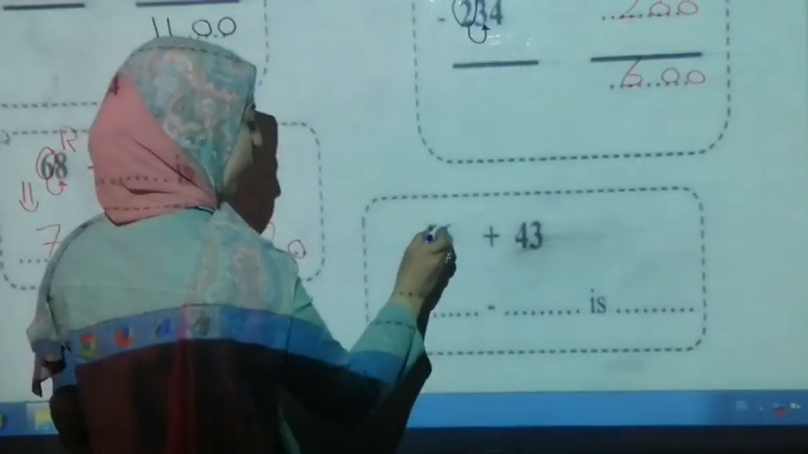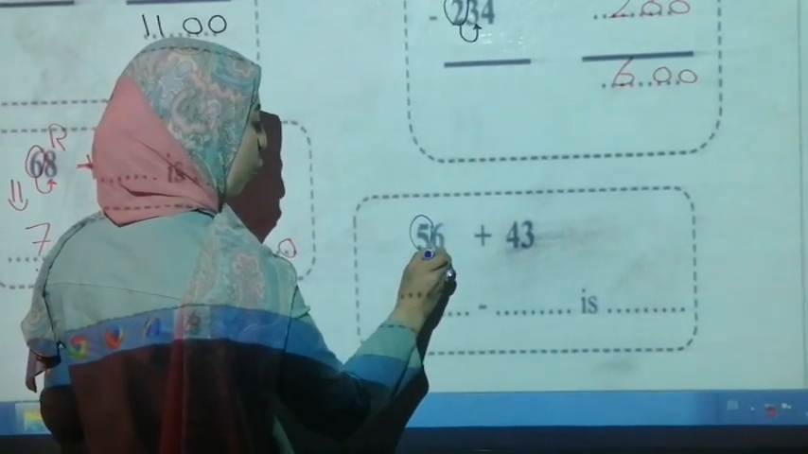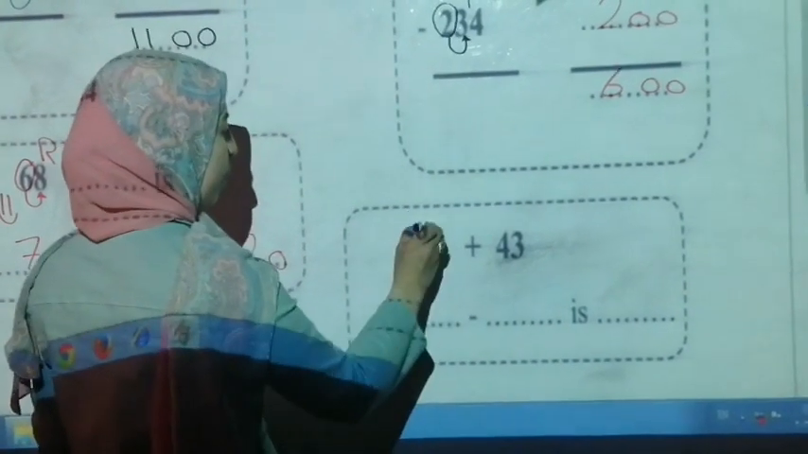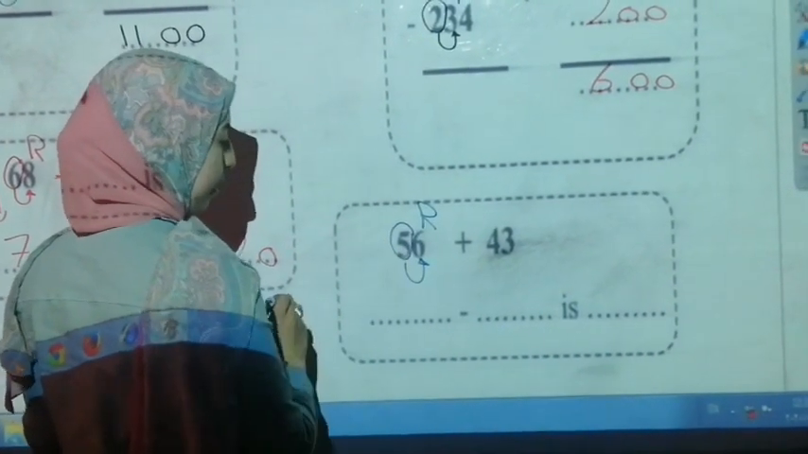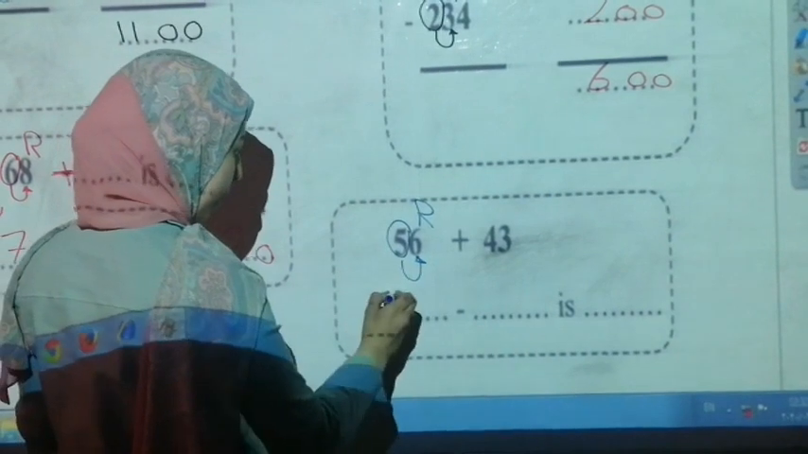And here, in the same sequence, round this number to the nearest 10. Ones, tens. Circle around the tens. Look at the digit before tens. 6. 6 is rich. So 56 rounds up to 60.